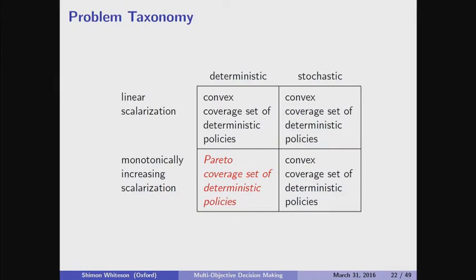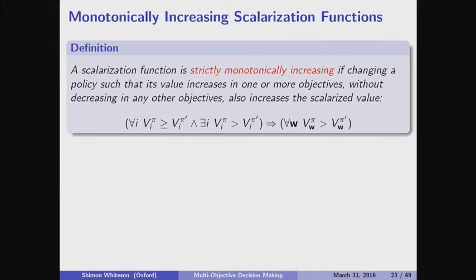Okay, so what if I'm not prepared to assume the scalarization function is linear? Then we can make a weaker assumption, which is that the scalarization function is monotonically increasing. A scalarization function is monotonically increasing if changing a policy such that its value increases in one or more objectives without decreasing in any other objectives also increases the scalarized value. In other words, all else being equal, I'd rather have more of any given objective. I would argue this is a minimal assumption, because if we don't satisfy it, then we don't have the basic notion that meeting an objective is something that's good. The value is no longer inherently positive. So I think this is a minimal assumption.